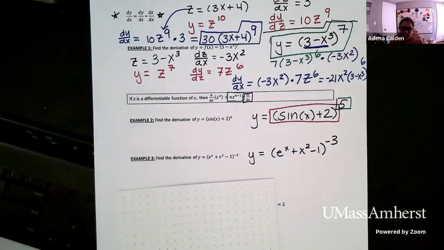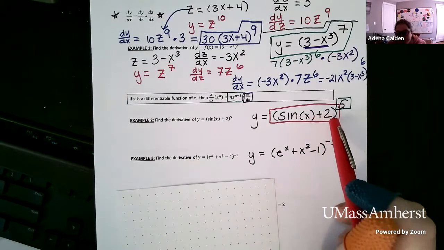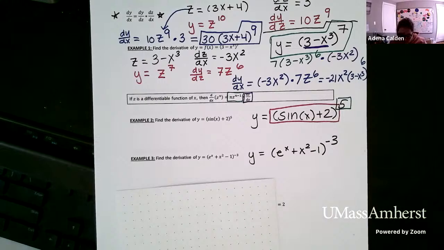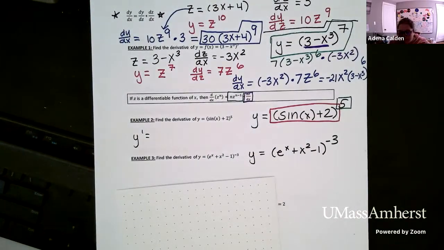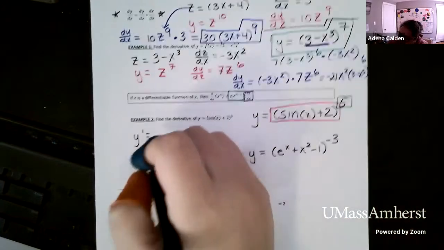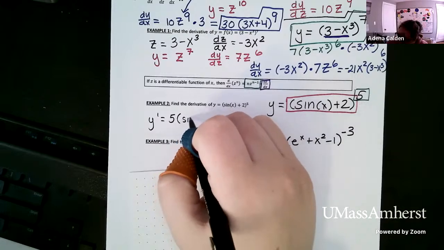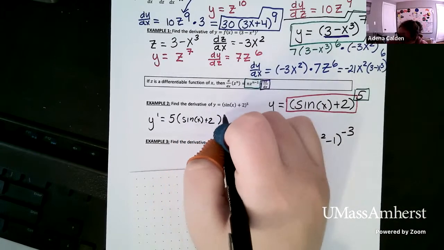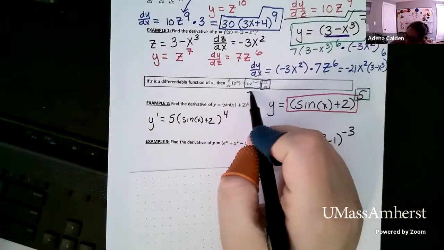All right. So for the first one here, my base is sine x plus 2, and my power is 5. If I want to use my shortcut here, I'm going to deal with the power first. That's the outside part. When I deal with the power, the 5 comes down. Everything inside stays the same, and I subtract 1 from the power. So 5 times sine x plus 2 to the 4th. That's the outside part.